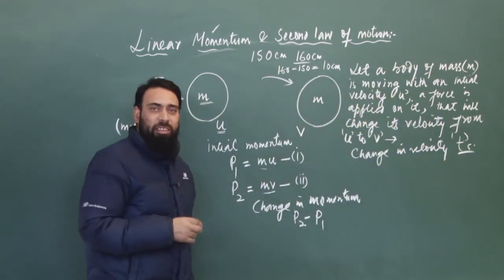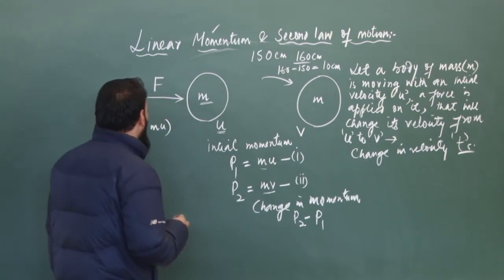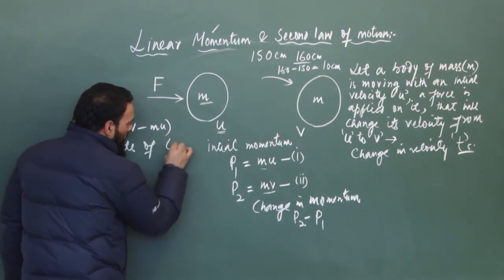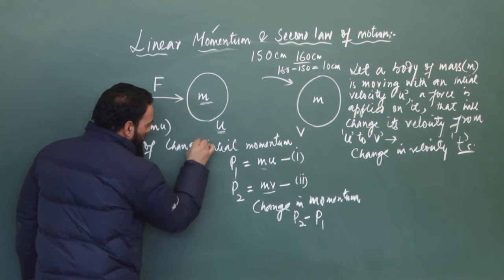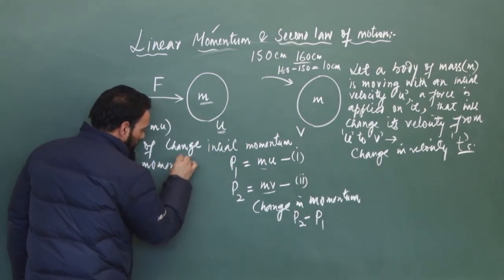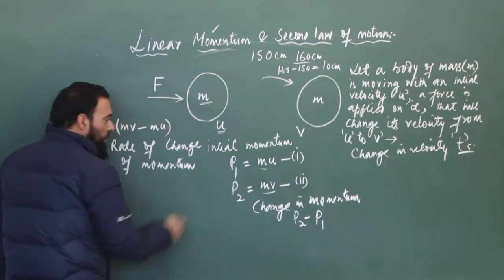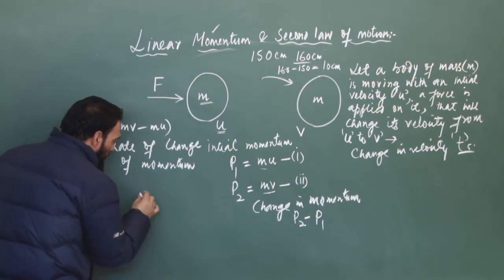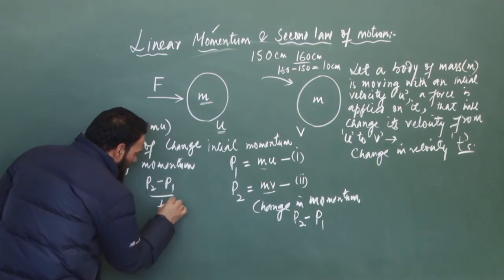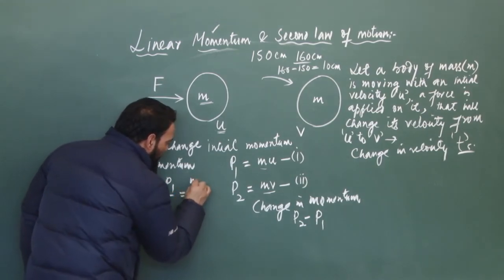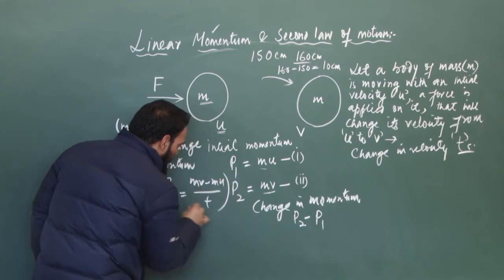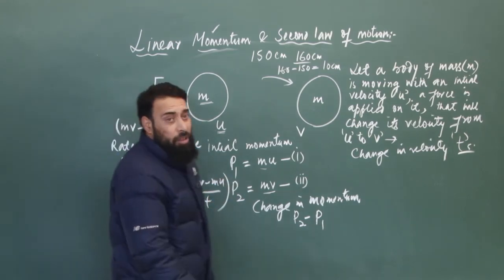So if we represent this change with respect to time, then it becomes the rate of change of momentum. The rate of change of momentum of this body is equal to what? P2 minus P1 divided by t. P2 minus P1 is mv minus mu, divided by t. This is the rate of change of momentum of this body.